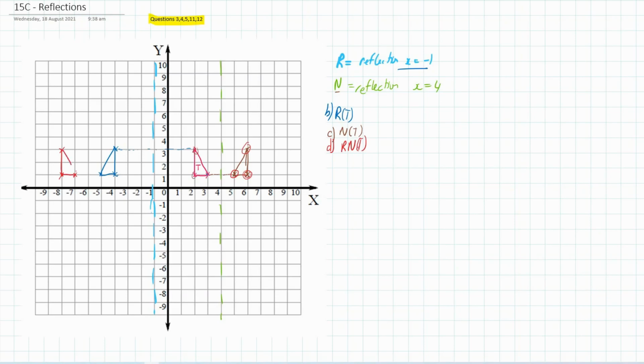And now, Part E. Let's try another color again. We'll do this one. E, right.